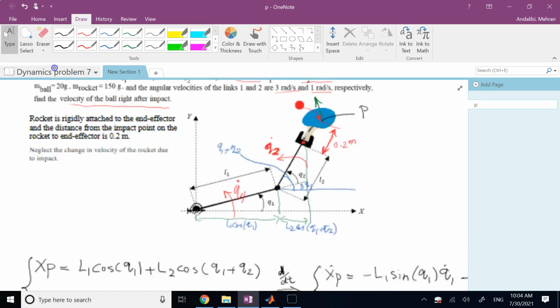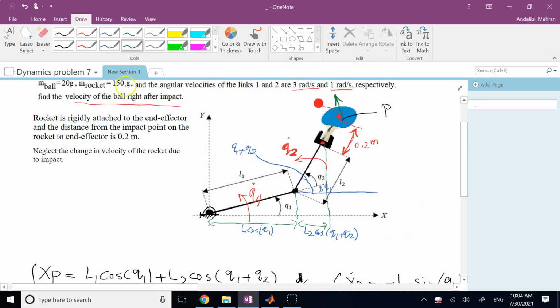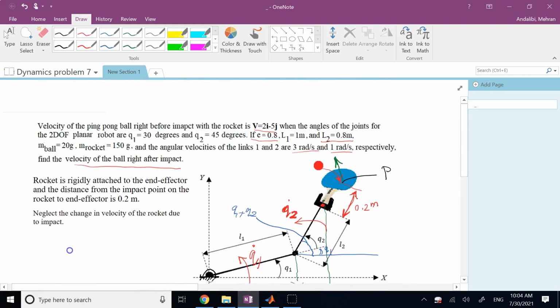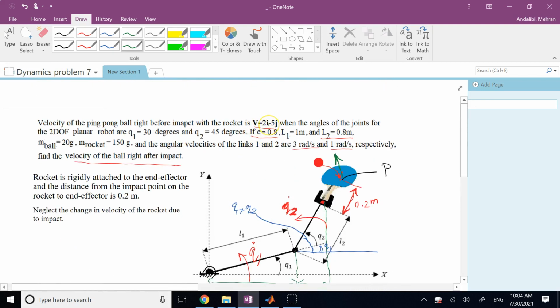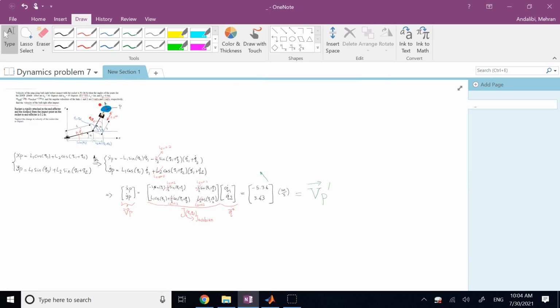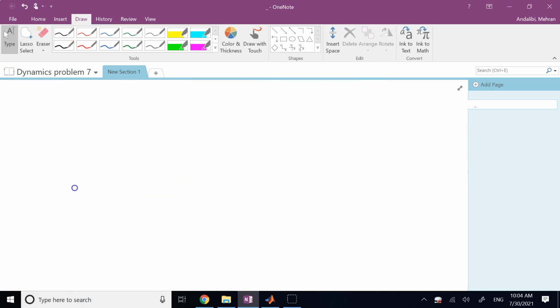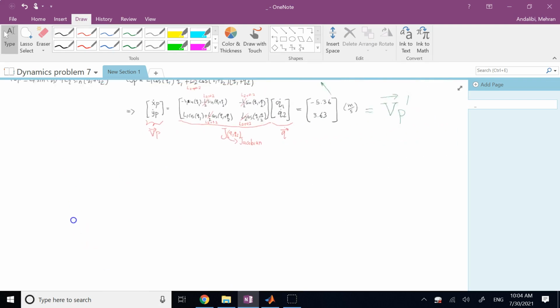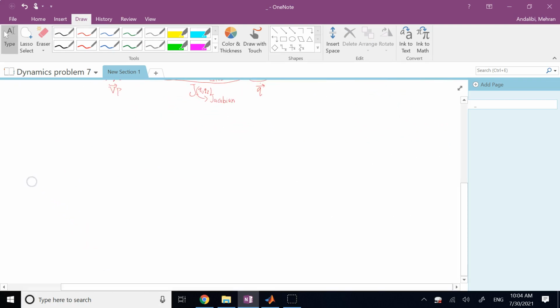which has this much velocity before and after. The mass over there is 150 grams. The mass of the ball is 20 grams. The velocity of the ball before impact is 2i minus j. What I need to find is the velocity of the ball after impact. So if now we have done the kinematics of rigid body, now we need to do the impact between the particles. So here I write it again. V of the ball is equal to 2i minus 5j.